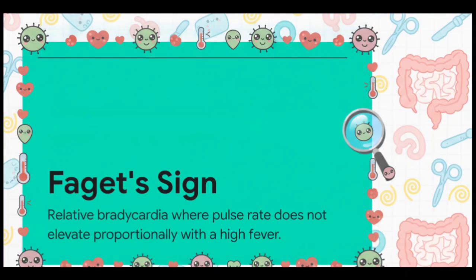These are transient, blanching, rose-colored macules on the anterior chest and abdomen. Another vital clinical clue here is Faget's sign, also known as relative bradycardia. This is an interesting one. It's where the patient's pulse rate fails to elevate proportionally with their highly toxemic temperature. So for instance, you might see a blazing temperature of 104 degrees Fahrenheit, but it's paired with a heart rate of only 80 beats per minute. That mismatch is a really crucial sign for differentiating enteric fever from other tropical bacterial infections.